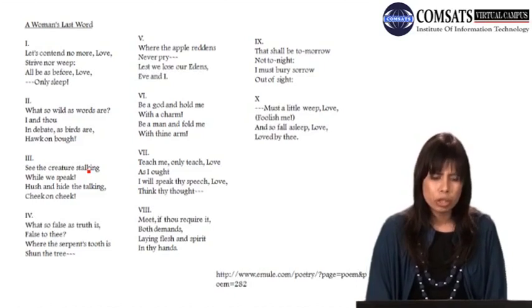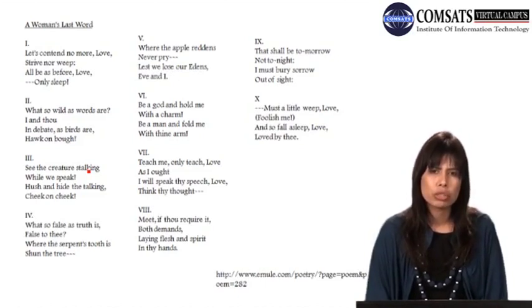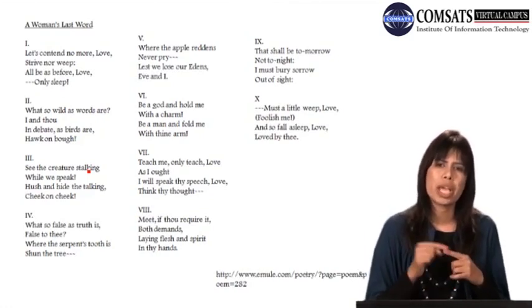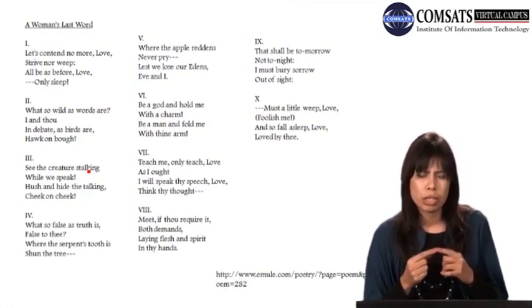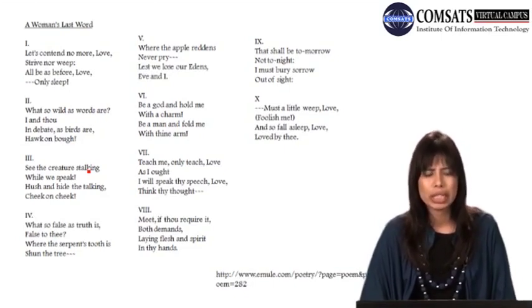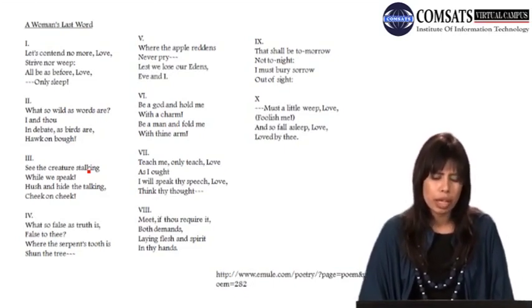The third one is: See the creatures talking while we speak, hush and hide the talking, cheek on cheek. So again the same rhyme scheme is here. Most of the time we used A, B, A, B. What so false as truth is, false to thee, where the serpent's tooth is, shun the tree. So again the rhyme scheme is A, B, A, B.